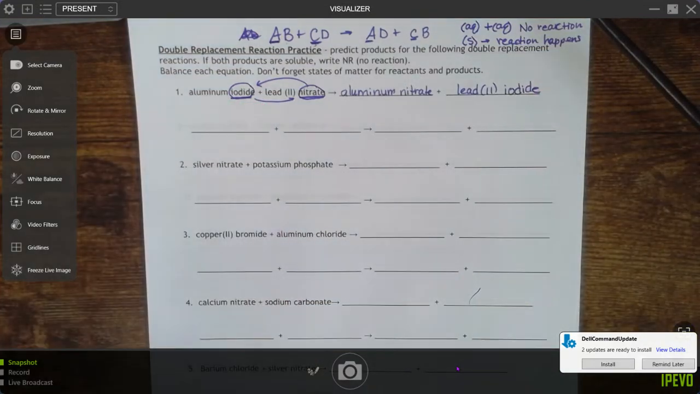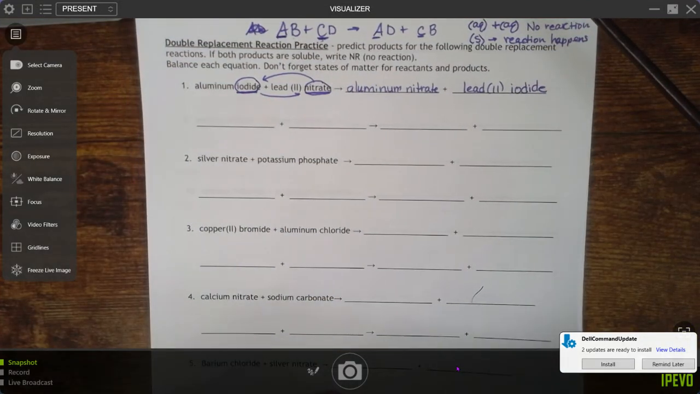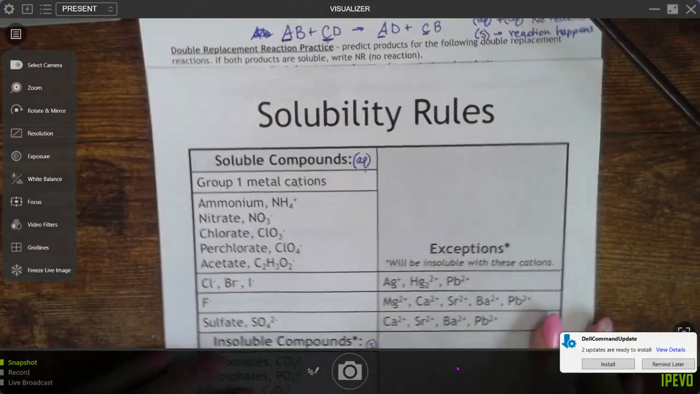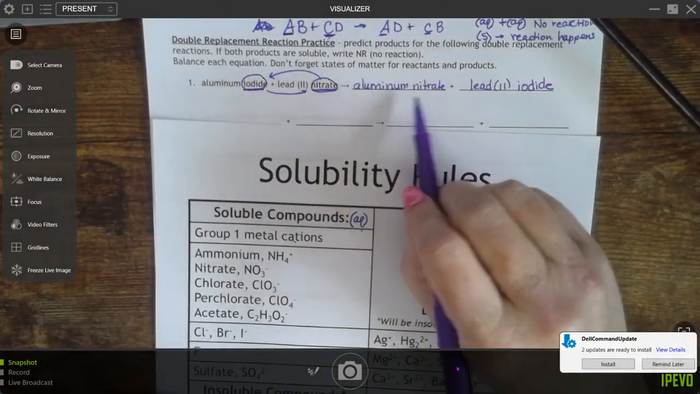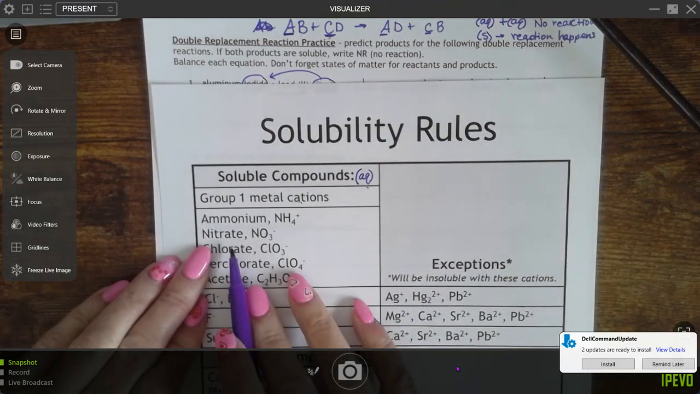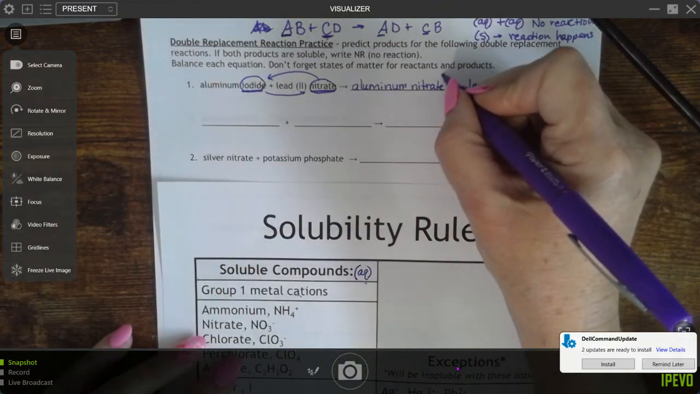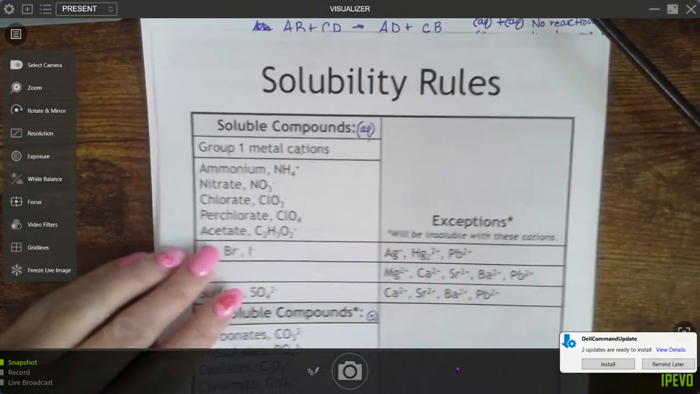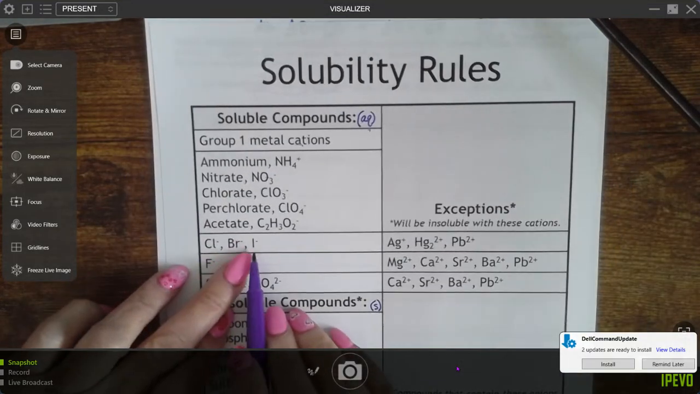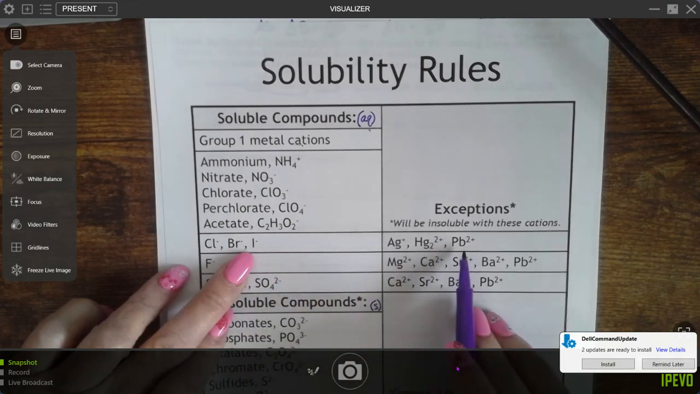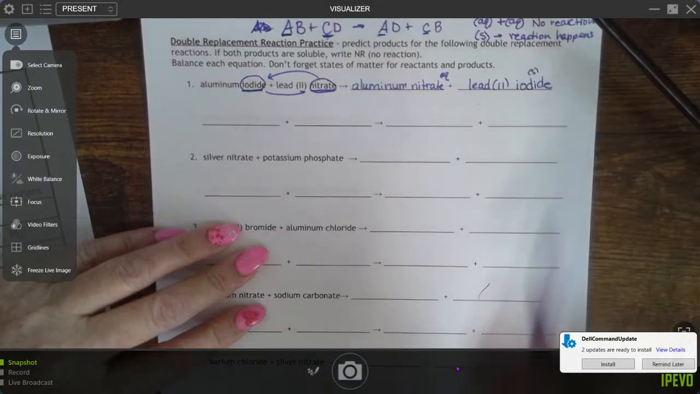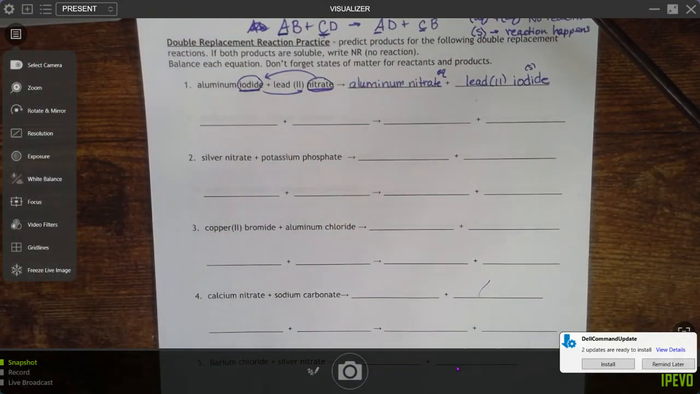Okay, now once we've got these words, why don't we take a look at our solubility chart and see if this reaction happens. So here we have aluminum nitrate. We know that all nitrates are soluble, so this is going to be aqueous. And then we have lead iodide. So in my solubility chart, here's iodide. And sure enough, lead iodide is insoluble. So what that means is that when we write our equation, we'll show that as a solid.